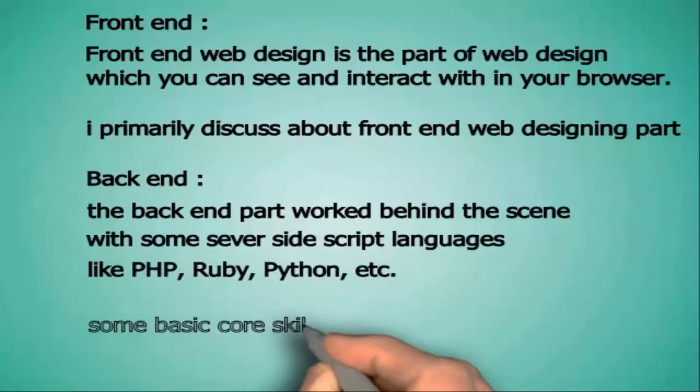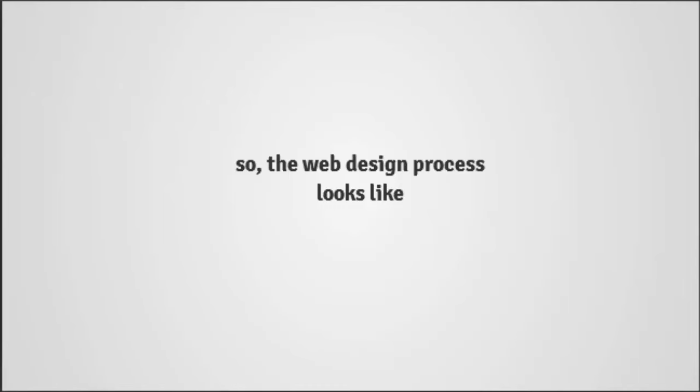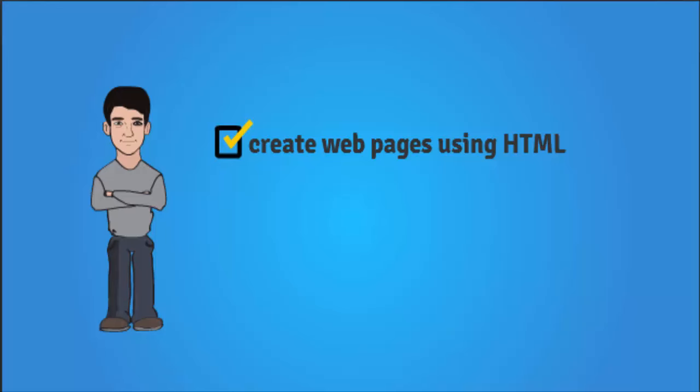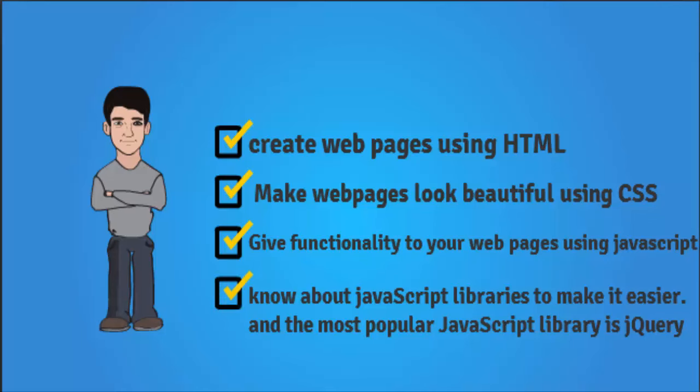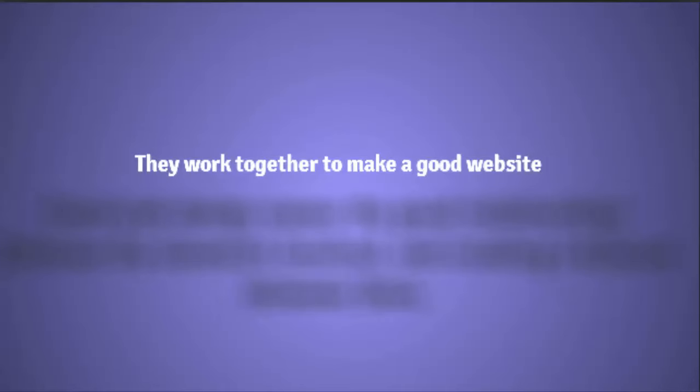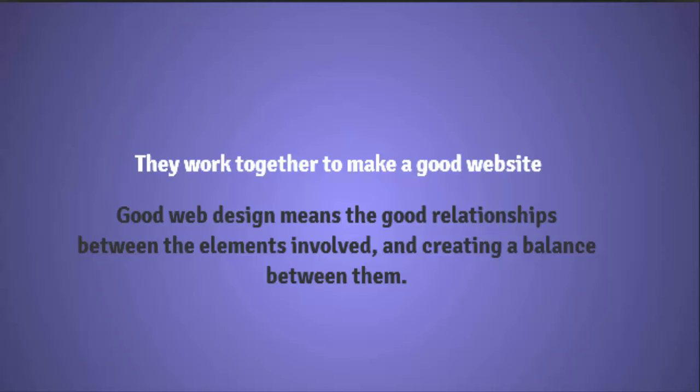Some basic core skills to do web design: HTML, CSS, and JavaScript. So, the web design process looks like: create web pages using HTML, make web pages look beautiful using CSS, give functionality to your web pages using JavaScript, and know about JavaScript libraries to make it easier. They work together to make a good website.